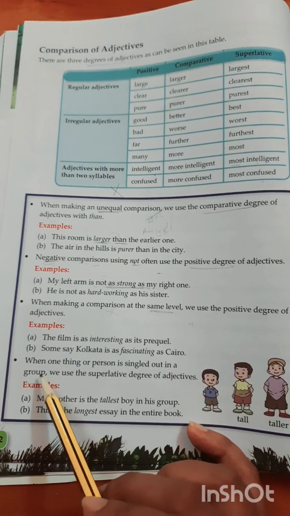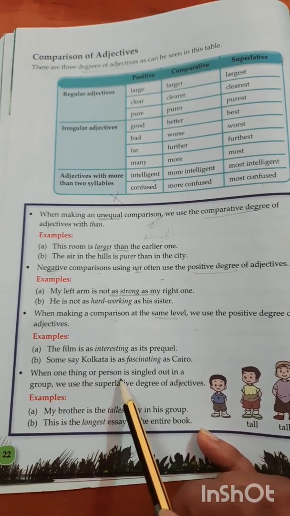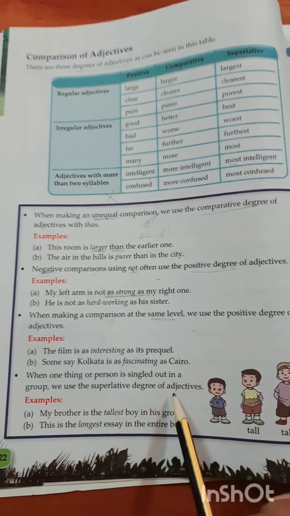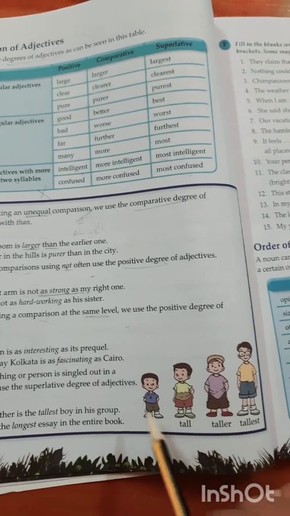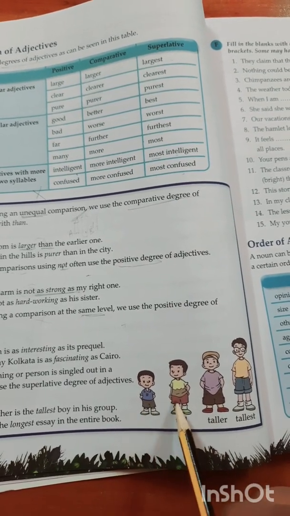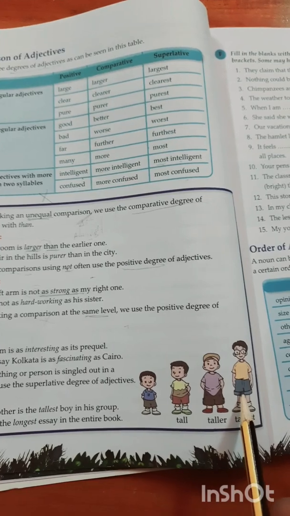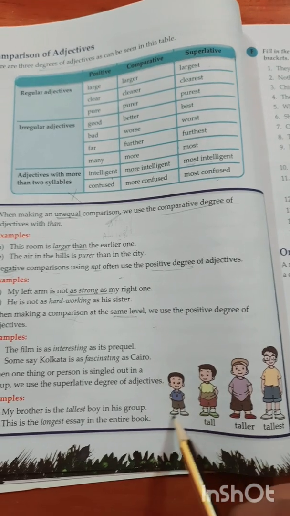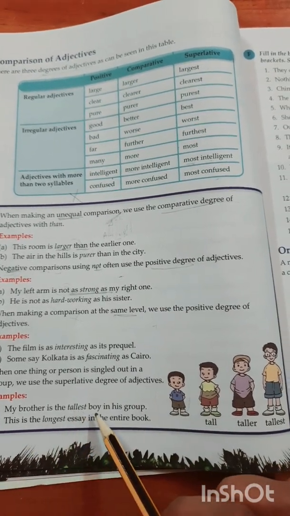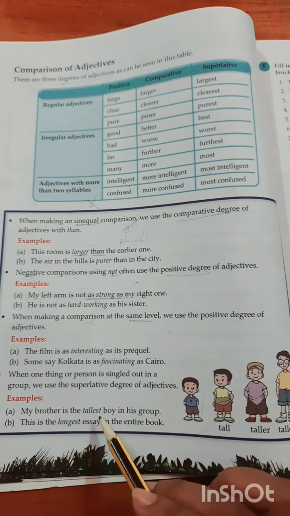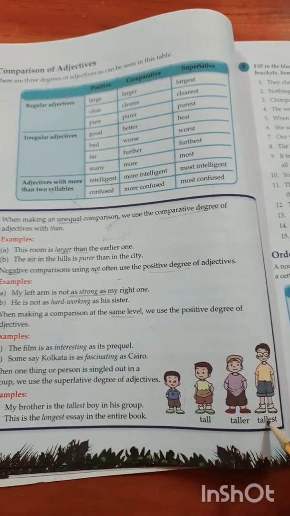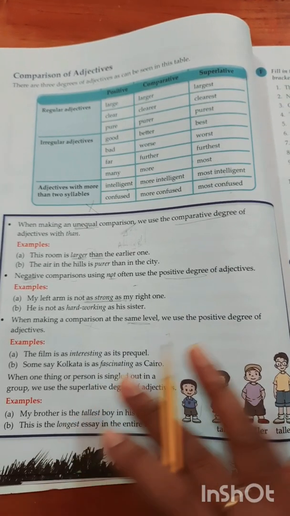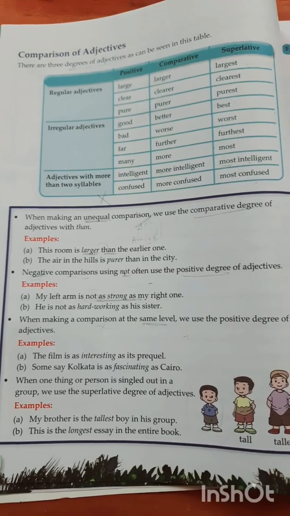And now the last one. When one thing or person is singled out in a group, we use the superlative degree of adjectives. Yes, here he's a boy, tall, taller, tallest. Now here you are going to talk about only this boy. My brother is the tallest boy in the group. So here the first example is talking about this boy. My brother is the tallest boy in his group. Yes, this is the longest essay in the entire book.